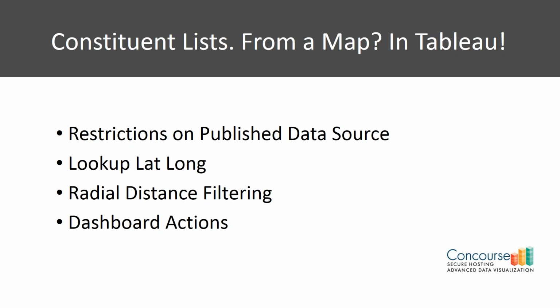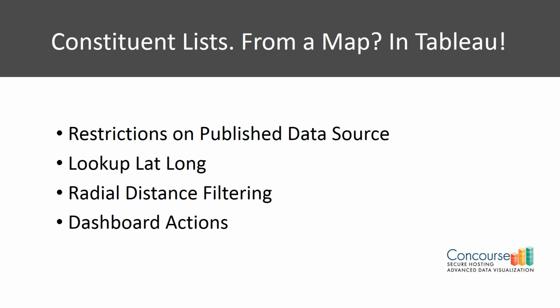The way I'm going to do this today is there's going to be multiple steps. So the first is going to be looking up a latitude and longitude. And then we're going to be doing some radial distance on that, and then doing some dashboard actions. Basically, what we're trying to do is make a constituent list that's based on a distance from a location. To say, show me all the constituents that live within 25 miles of Anaheim, California, that kind of thing.